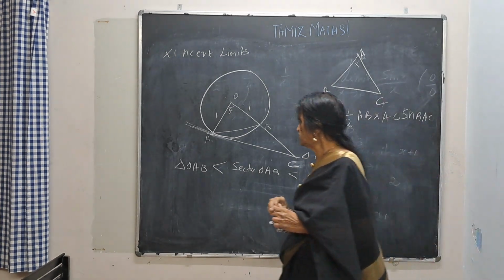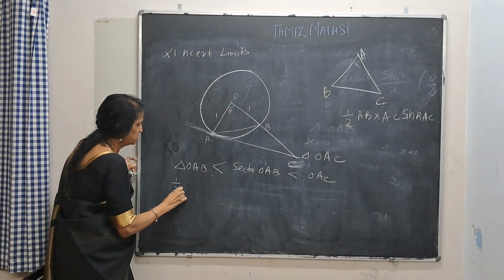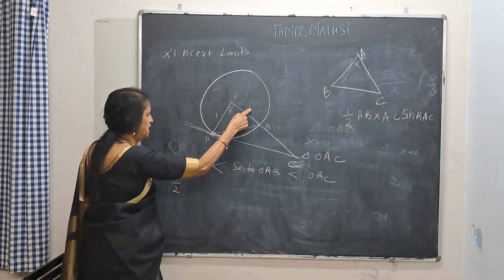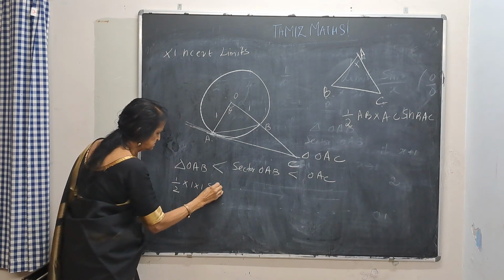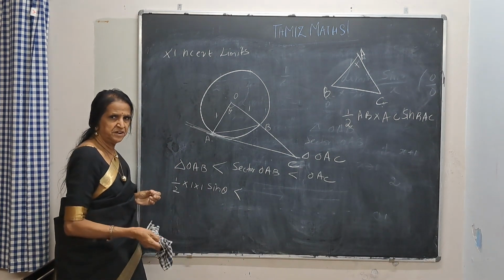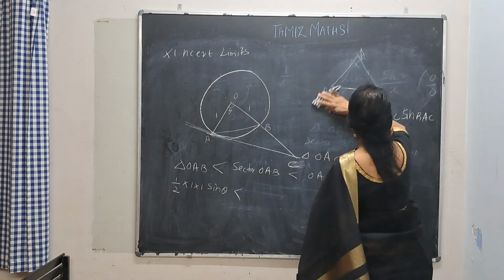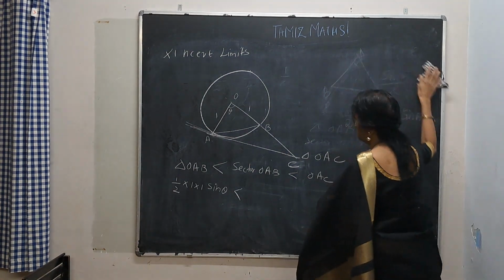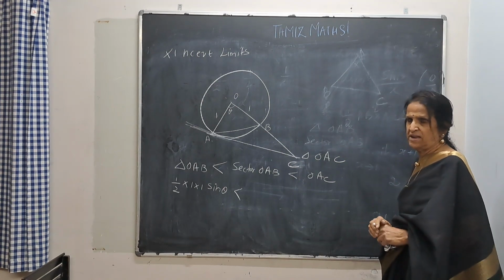So area of this triangle is half into 1 into sine theta. So area of the triangle is half product of any two sides into sine of the included angle. Next, what is going to be area of the sector OAB?